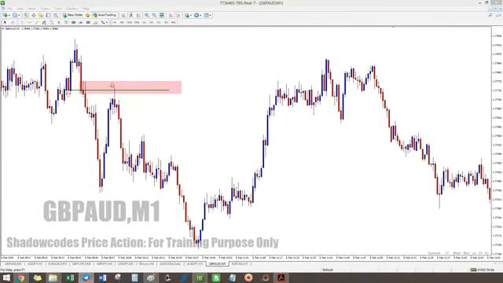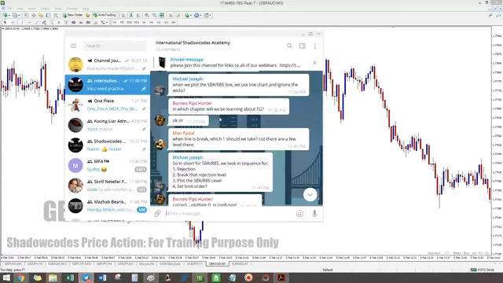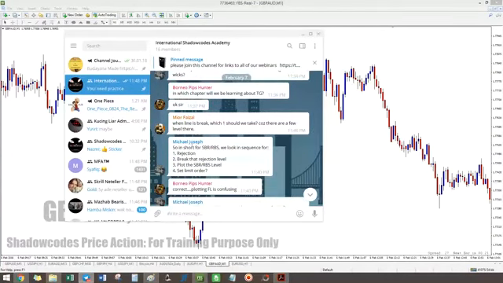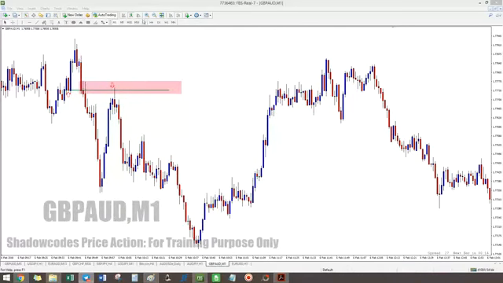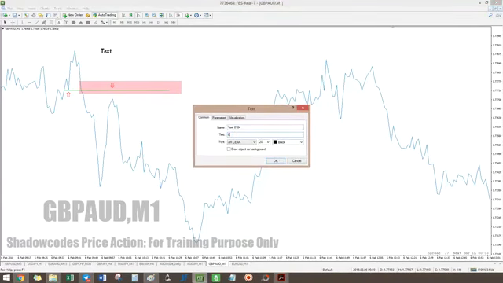Okay, so when the line is broken, which one should we take? Because there are a few candles. So this one, okay, need practice. Okay, look at this question. When the line is broken, which one should we take? Which one do you want to take? This one, this one, this one, or this one? This is based on experience.